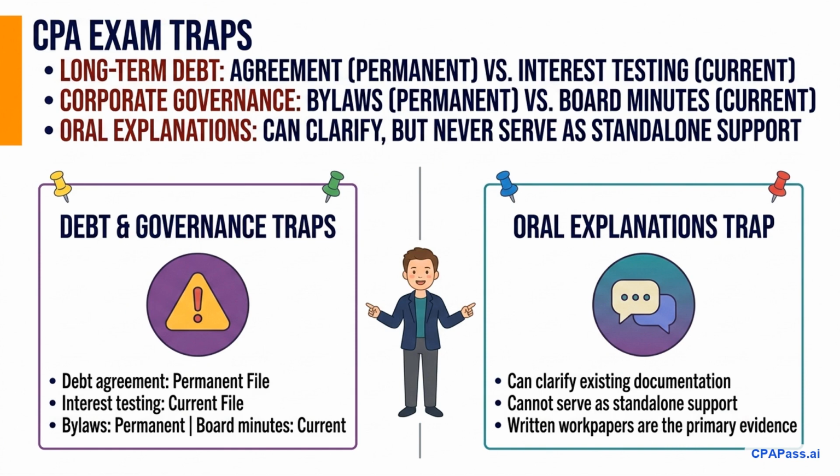Another critical exam trap involves oral explanations. While verbal discussions with management can clarify existing written documentation, oral explanations can never serve as standalone or primary support for your audit work. If a procedure or conclusion is not documented in writing, it simply does not exist in the eyes of the regulators.